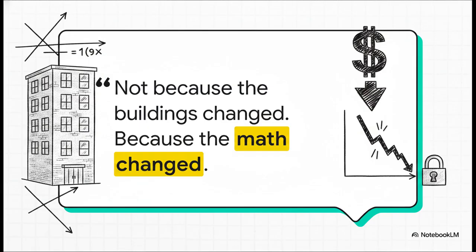But the math changed. Your original loan was written based on the old math, but if you need to refinance today, the bank is using the new math. That massive gap in value is exactly what creates an imminent foreclosure risk.